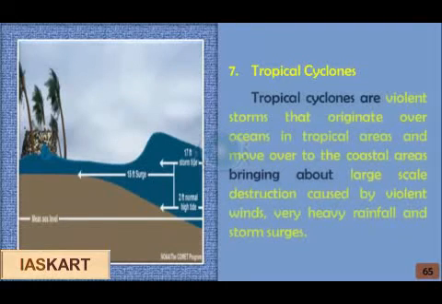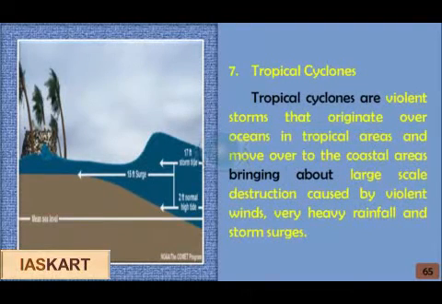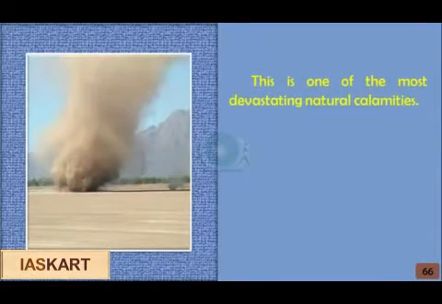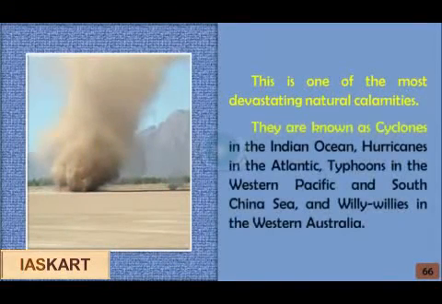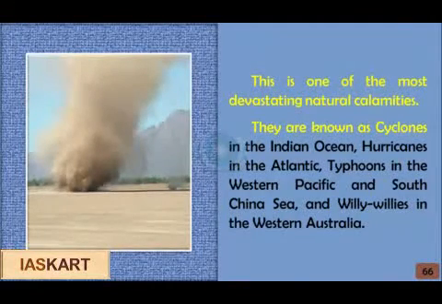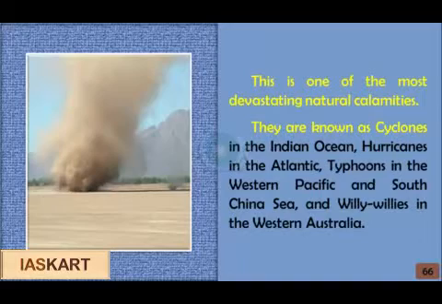Tropical cyclones. Tropical cyclones are violent storms that originate over oceans and tropical areas and move over to the coastal areas, bringing about large-scale destruction caused by violent winds, very heavy rainfall, and storm surges. This is one of the most devastating natural calamities. They are known as cyclones in the Indian Ocean, hurricanes in the Atlantic, typhoons in the Western Pacific and South China Sea, and willy-willies in Western Australia.